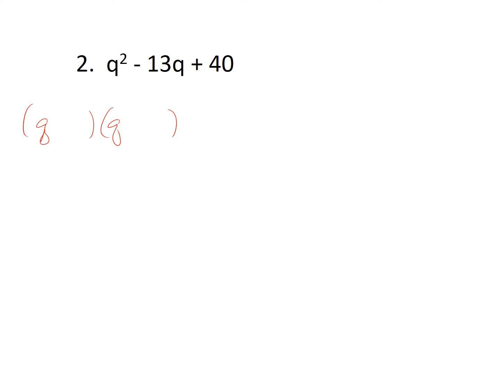Now I want to look at the next two terms, these two. I have to find two numbers that when I multiply them together, I get this number, and when I add or subtract those two numbers, I get this number. So when I multiply the two factors together, I get the 40, and when I add or subtract them, I get the negative 13. So let's look at the factors of 40.